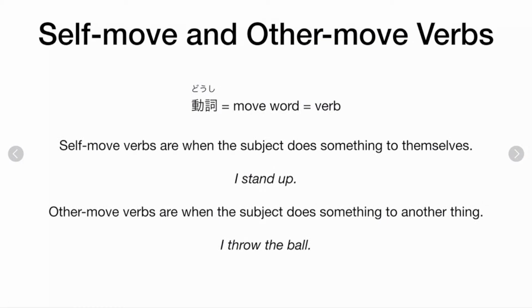Okay, so the word doushi is the word for verb. It means move word. Okay, self-move then, right, you can see how if the verbs are move words, then you have self-move words and you have other move words. So self-move verbs are when the subject does something to themselves, like I stand up. And other move is when the subject does something to a different thing. So I throw the ball. So self-move, the subject acts upon itself, and other move, the subject acts on an object.